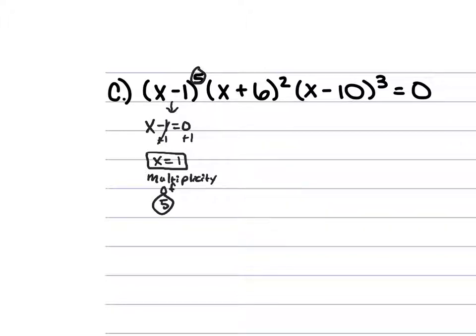So let's save ourselves all the time of writing x minus 1 over and over and over again when we're just doing the exact same work over and over. We already know what x minus 1 is equal to. We did it once. Let's try x plus 6 equals 0. We're going to get minus 6 minus 6. And we get x is equal to negative 6. And x is equal to negative 6 will have a multiplicity of what? Of 2.